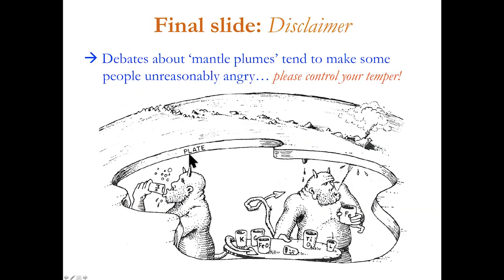And the last point is just a quick disclaimer. I've had it now a few times that when talking about plumes, or mentioning the word plume and saying something against it, people tend to be quite heated and unreasonably angry. So I'm just saying, please control your temper when you ask questions, if you have some, because at the end of the day, it's just a bunch of rocks that we talk about. And I think the truth is probably more like this. There's a million ways of how these things can be explained, but there is no reason to lose control of temper. Thank you very much.